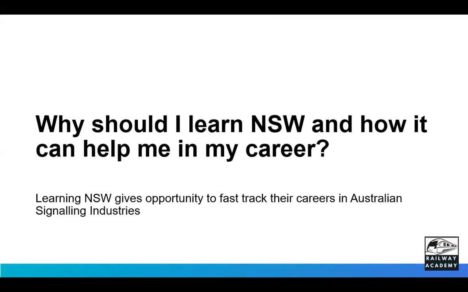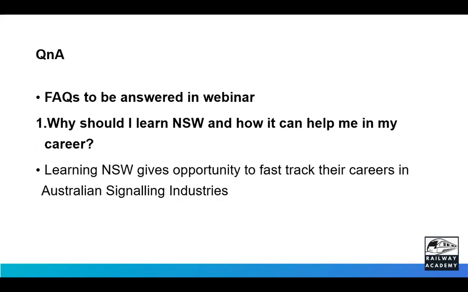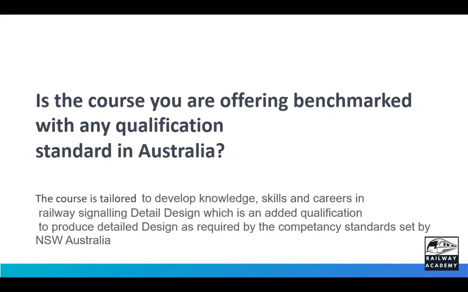Suppose you are deputed to Australia, after gaining some experience there, you can try to directly get a visa, because Australia is one of the countries where they are inviting foreign experts in the signaling field. Still, they are taking a lot of persons in the signaling field in Australia. So it is a very good opportunity for people to go there and work. So that is how you fast track your career, I have told you.